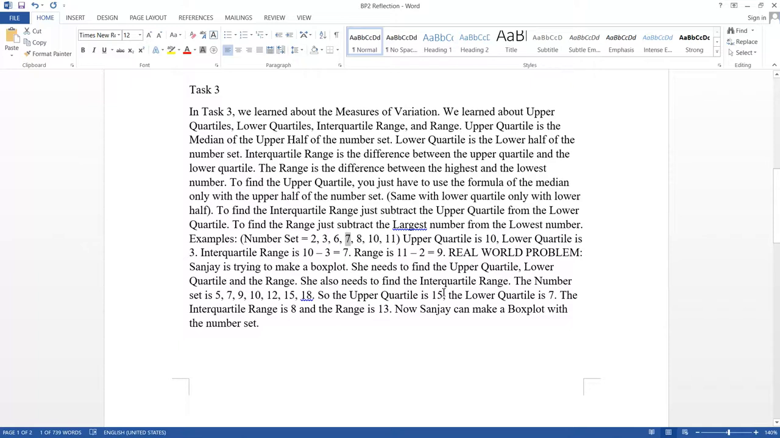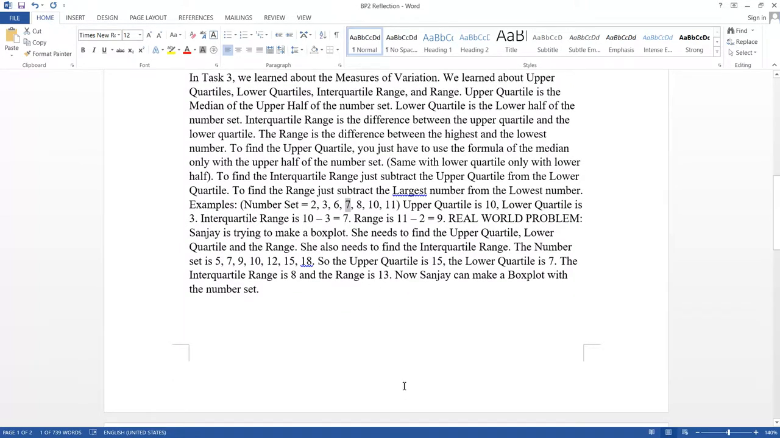Real world problems. Sanjay is trying to make a box plot. She needs to find the upper quartile, lower quartile, and range. She also needs to find the interquartile range. The number set is 5, 7, 9, 10, 12, 15, and 18. So the upper quartile is 15, the lower quartile is 7, the interquartile range is 8, and the range is 13. Now Sanjay can make the box plot.